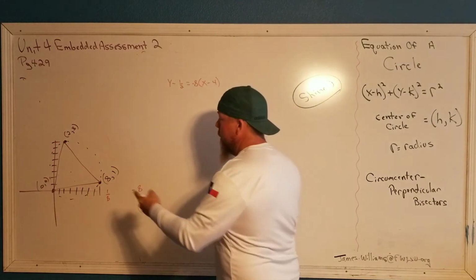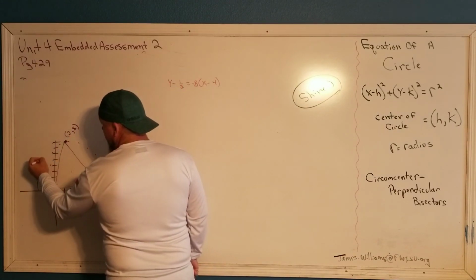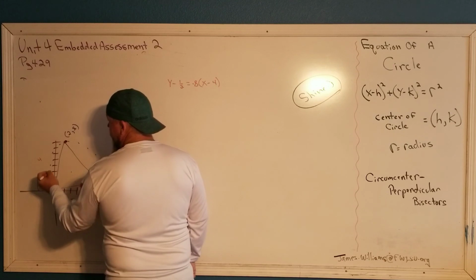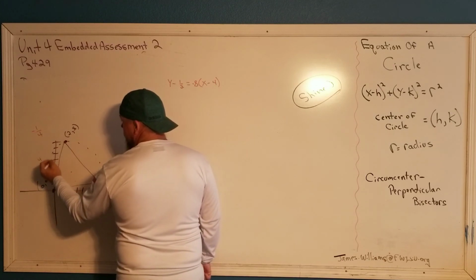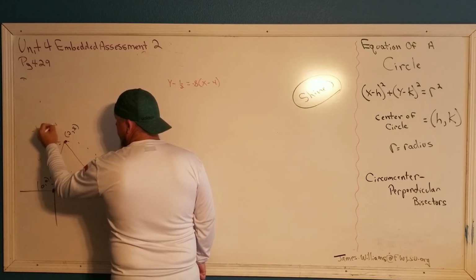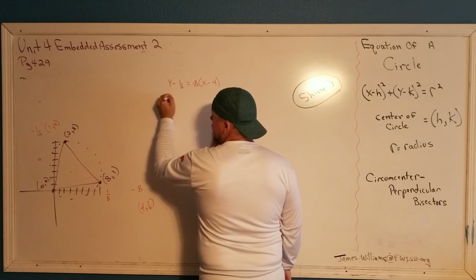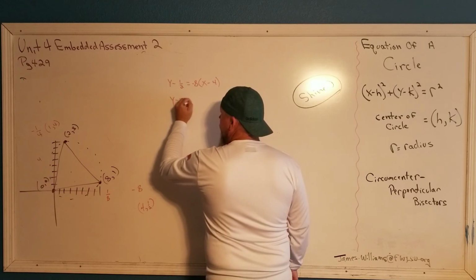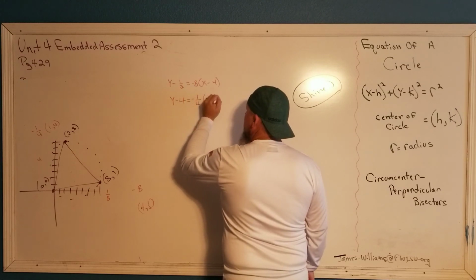My other line, let's go over here. The slope of this line is what? We've got 8 over 2. So the slope of this line is 4. So the negative reciprocal of that is going to be negative 1/4. And then the midpoint of this line is what? 1, 4. So that's the coordinate I'm going to use. So my second line is going to be y minus 4 equals negative 1 over 4 times (x minus 1).